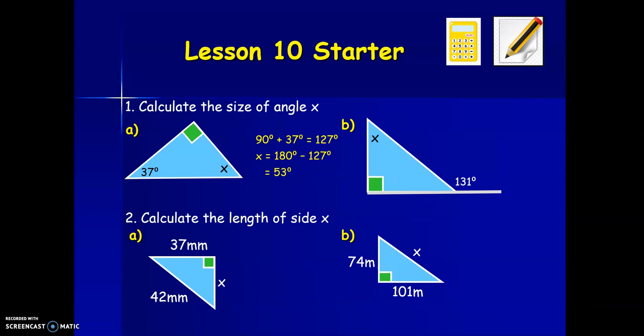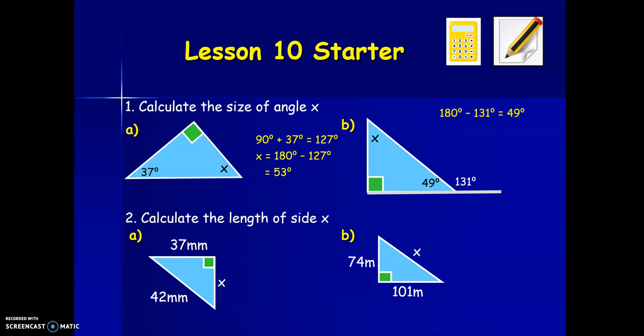For example B, we have a right-angled triangle again, but the base has been extended and we have been given an external angle of 131 degrees. So the first thing we need to do is look at the straight angle at the vertex with 131 degrees. A straight angle is equal to 180 degrees. So we do 180, take away 131, and this gives us 49 degrees at the vertex inside the triangle.